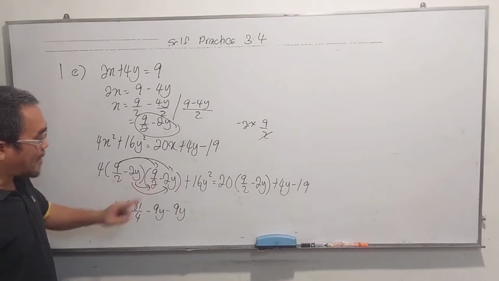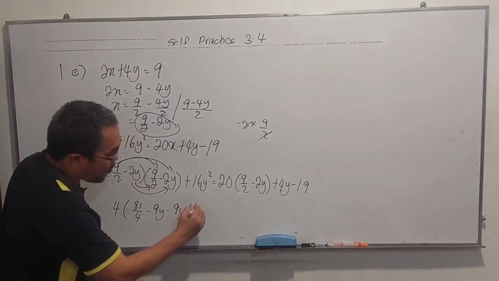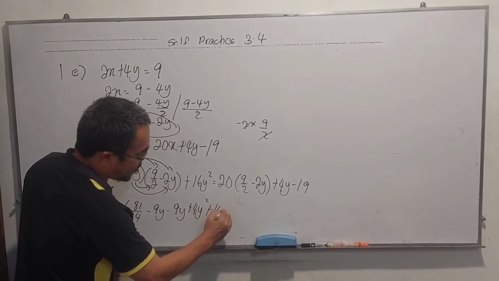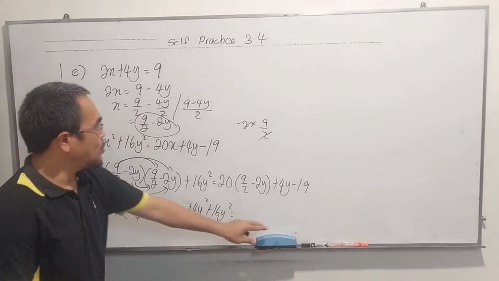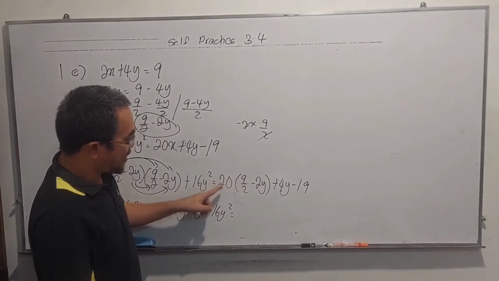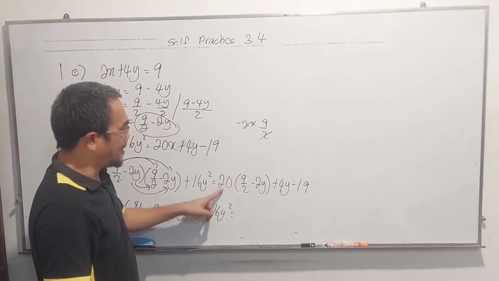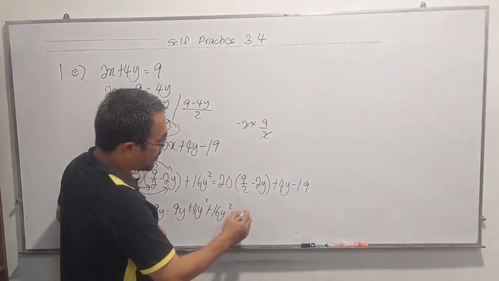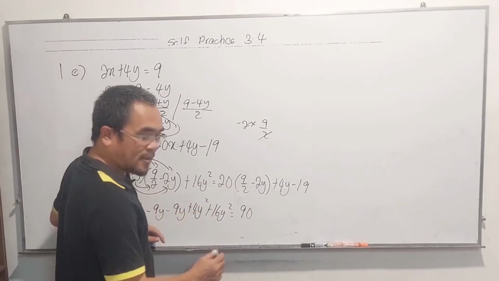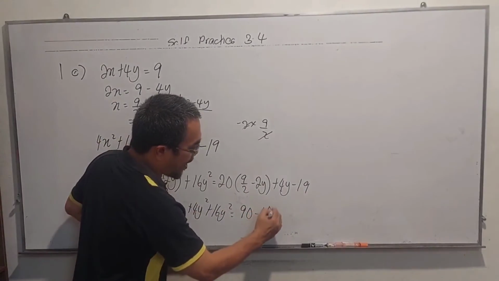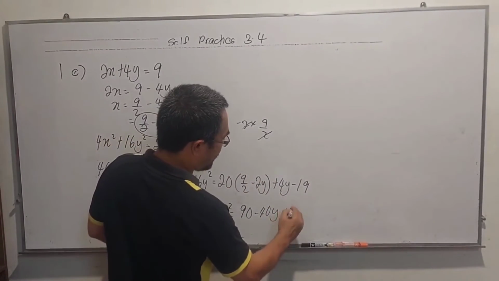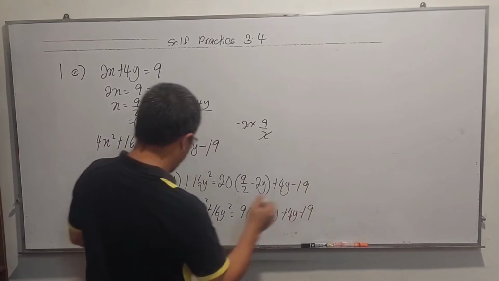And -2y times -2y will be 4y squared, plus 16y squared. Now you multiply 20 with 9/2. You can cut 2 and you get 10 times 9, or you just press the calculator. 20 times 9/2, you will get 90. Then 20 times -2y is -40y. And then plus 4y minus 90.